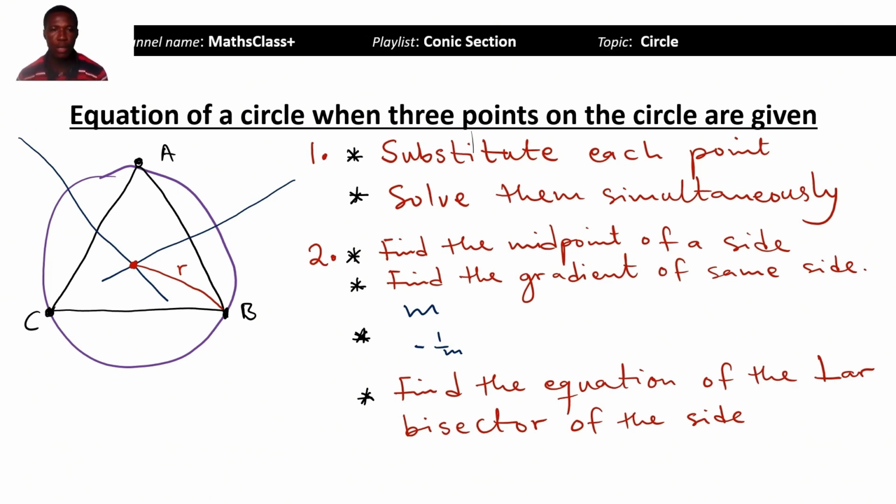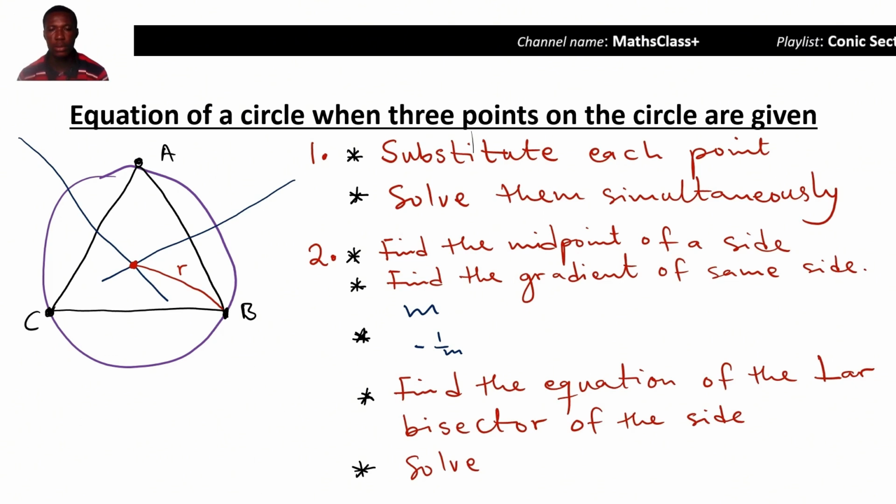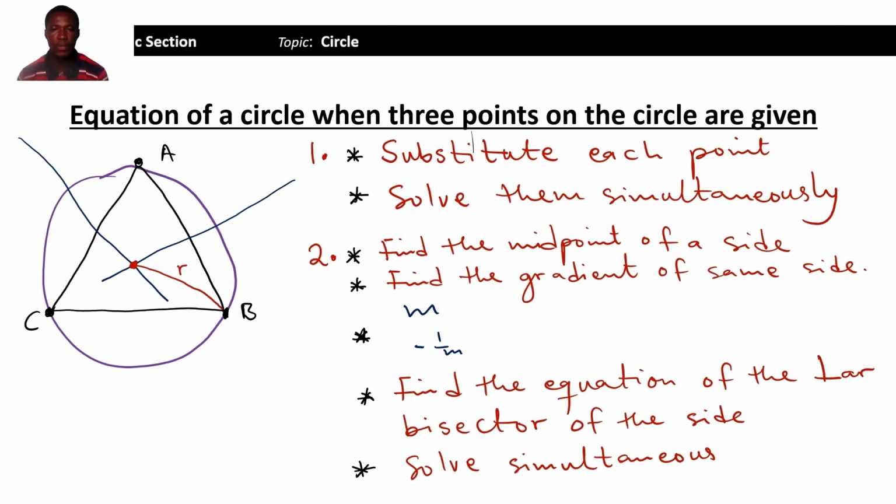Once you get the two perpendicular bisectors, you are going to solve them simultaneously to obtain the center, that is their point of intersection, which serves as the center of the circle. And once you get the center of the circle, and then any of the 3 points on the circle, you can determine the radius and hence the equation of the circle. I hope this is understandable.